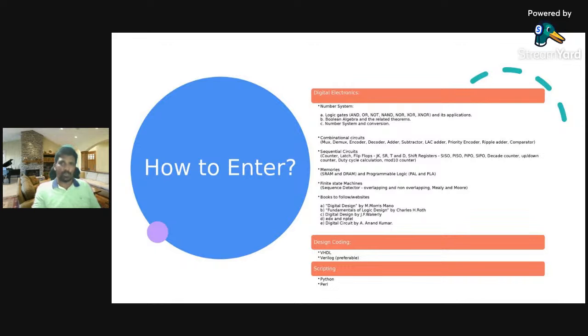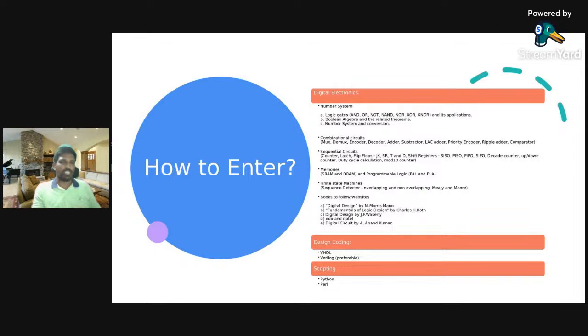So the number system, the combinational circuits, the sequential circuits, and the memories, right? I have listed down the various books and websites that you can follow. Those are the heart and soul of VLSI basically, and you need to understand them in depth, and have as much hands-on experience as possible along with the theory. In order to design the systems that you learn in digital electronics, you need design coding. So we have VHDL for that, as well as Verilog.